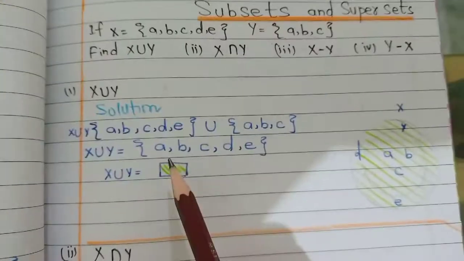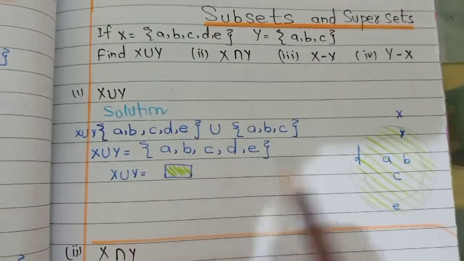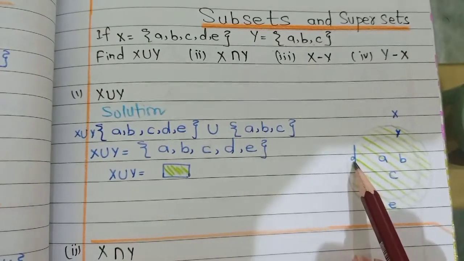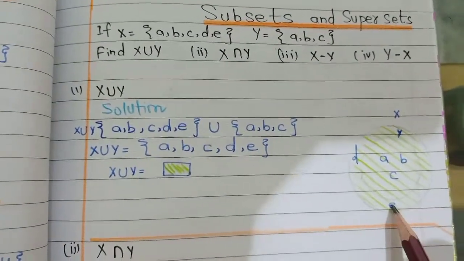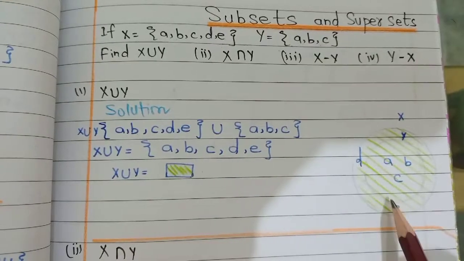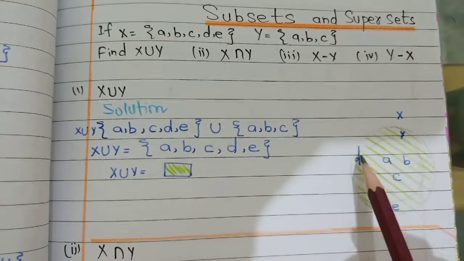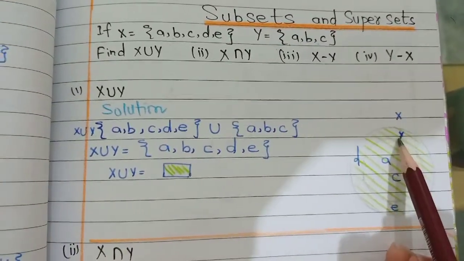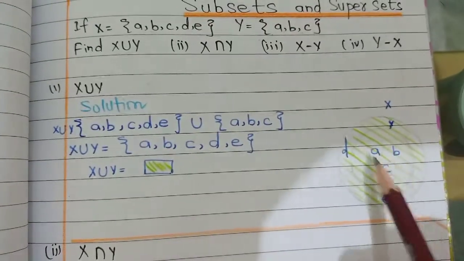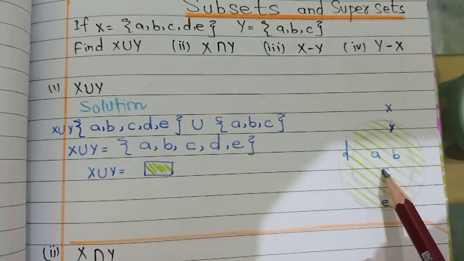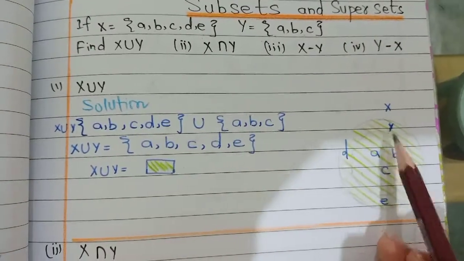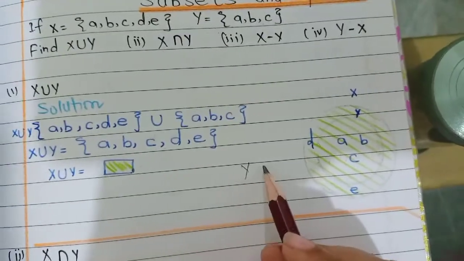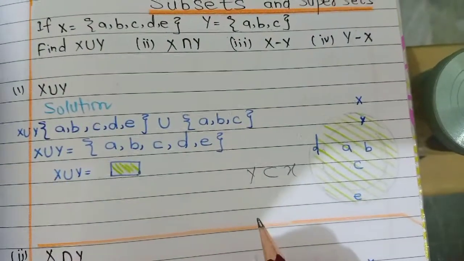Okay, now I have to represent A, B, C, D, E. Now this time X outside, Y inside. So X members D and E, these are the elements which are not there in Y. So I will write here D and E. A, B, C are present in X also, A, B, C are present in Y also. Therefore I have written this in the center. And this is showing that Y is a subset of X.